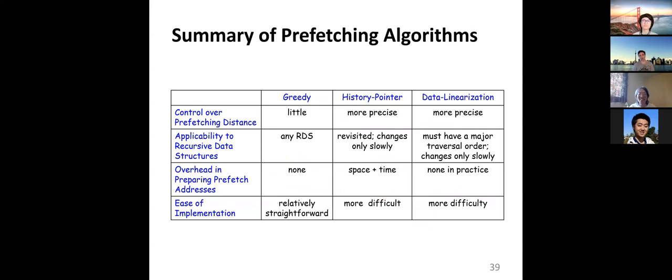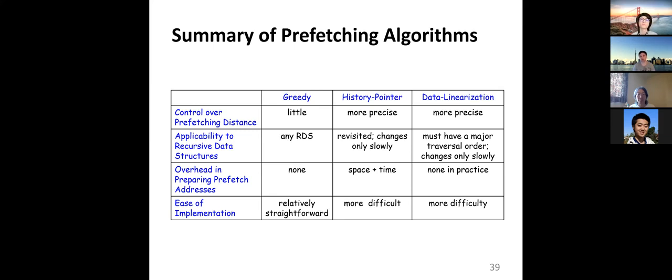Okay, so this table is no new information, just a summary of what we've just seen, right? I showed you greedy, history pointer prefetching, and data linearization. The greedy one has little control over the distance; it depends on how you parse the structure. History pointer and data linearization are definitely more precise. Greedy though is very generic. It works on any recursive data structure, right? You can always guess, there's no harm.